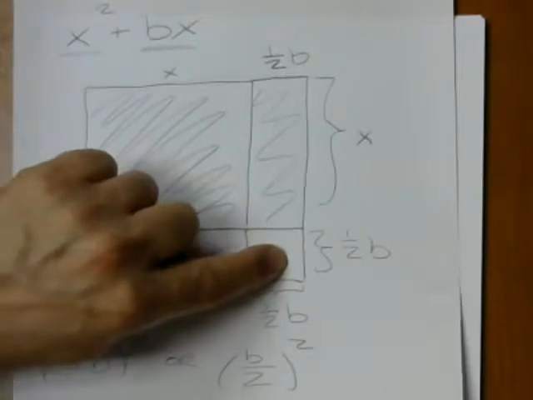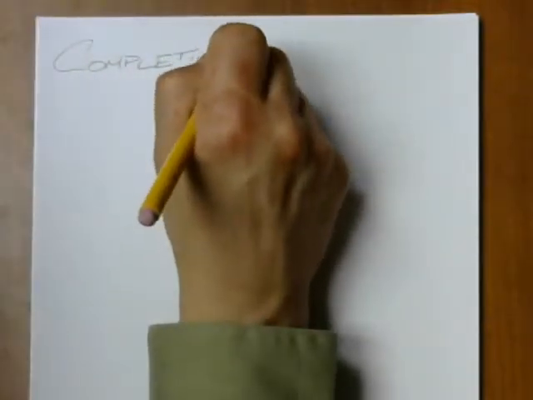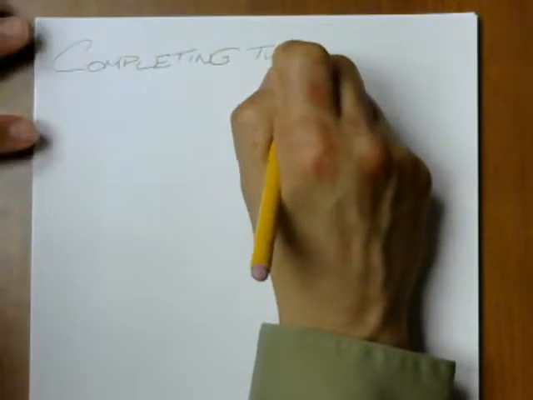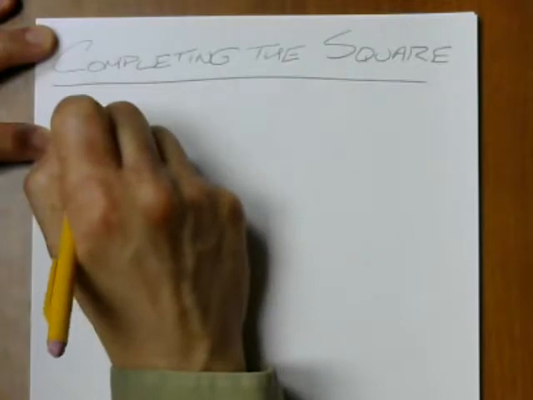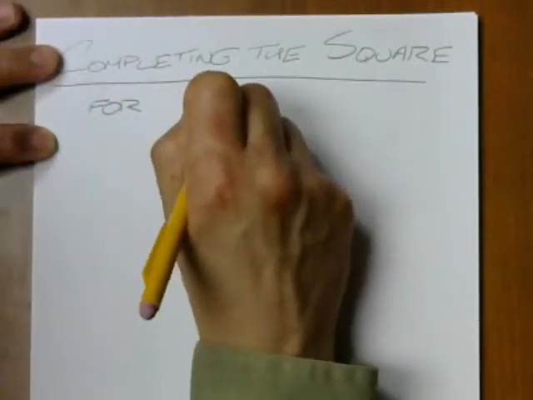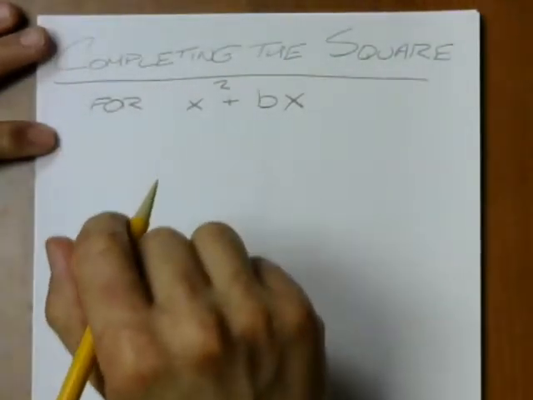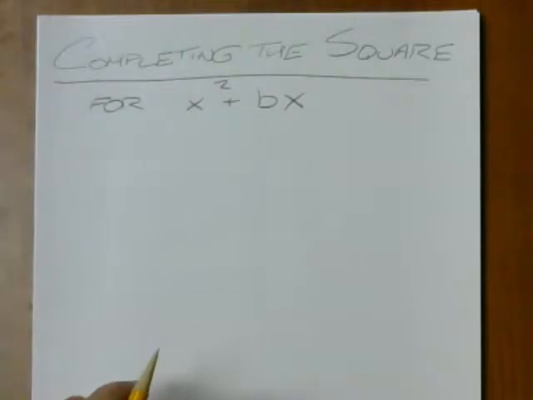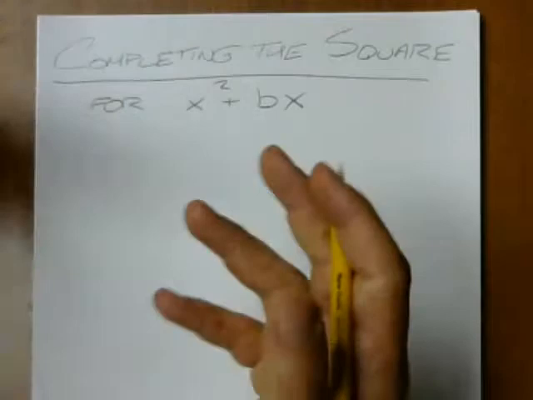But let's write this all out as a method. So we're going to call the method, since we took this and we found a piece to complete the square, completing the square. So for something of the form x squared plus bx, we can use this method. Maybe all we have is x squared plus bx. Maybe we're setting it equal to a constant. Maybe we're doing something else. But we can use this technique that we just displayed geometrically.